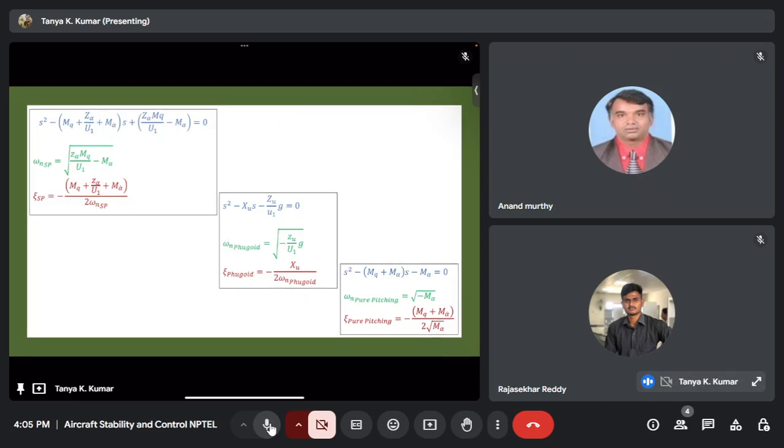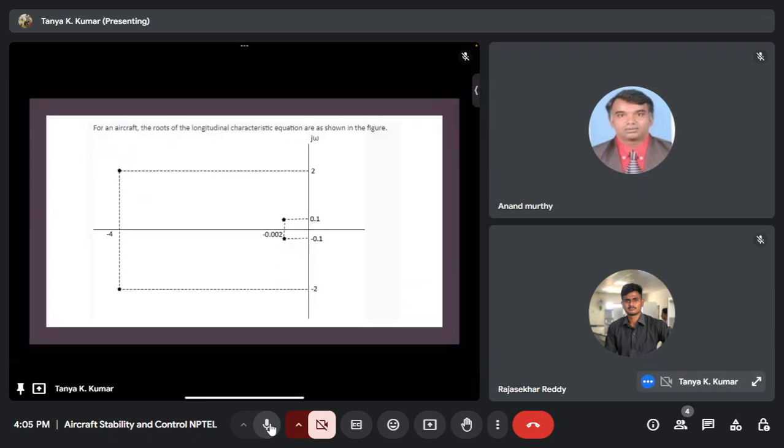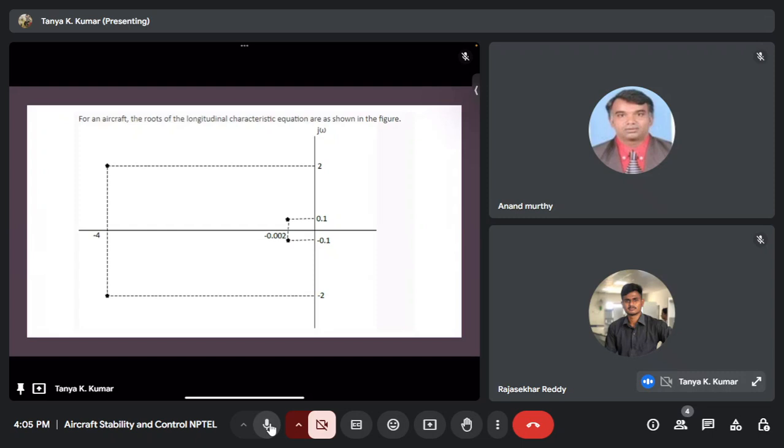So now let's look at a few questions. For an aircraft, the roots of the longitudinal characteristic equation are as shown in the figure. So now there are 2 pairs of complex conjugate roots shown here. So this is minus 4 plus minus 2i, and here you have minus 0.002 plus or minus 0.1i.